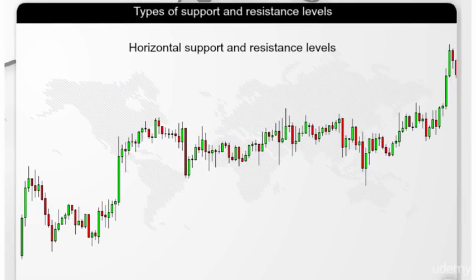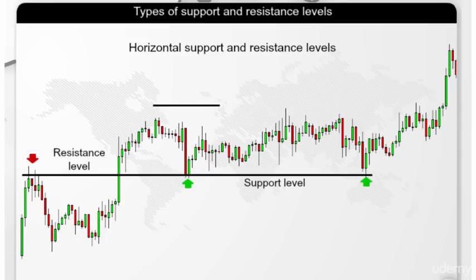Support and resistance levels are displayed on the chart in different forms: horizontal and diagonal. Horizontal support and resistance levels are the easiest kind to identify. They are created when an asset moves up and down inside the same price range. A resistance level that gets broken through usually becomes a support level. The reverse is also true. A support level that gets broken through usually becomes a resistance level.